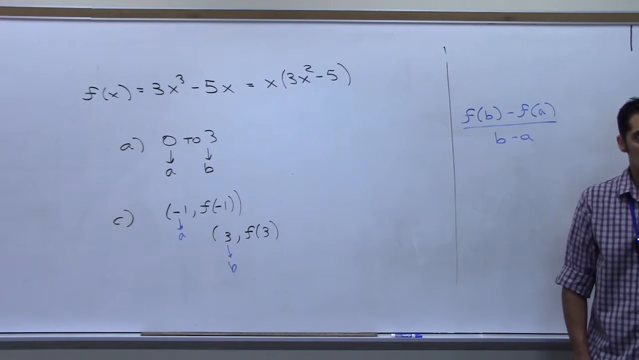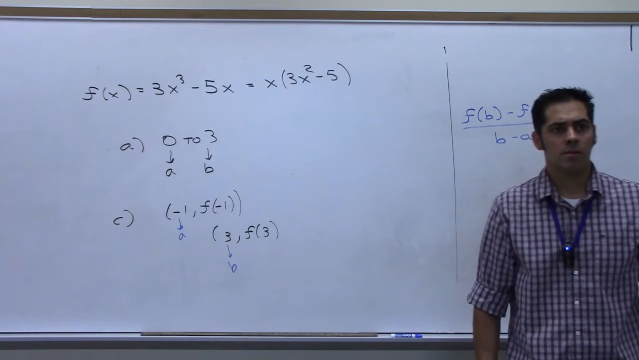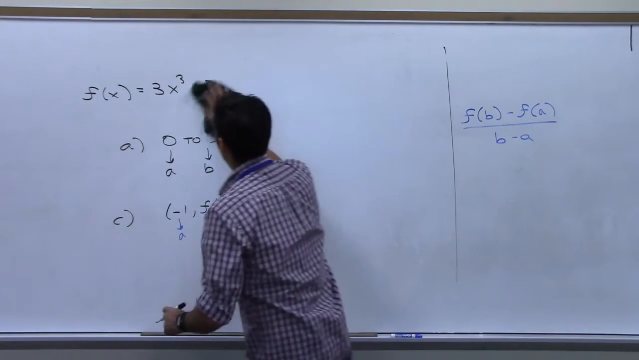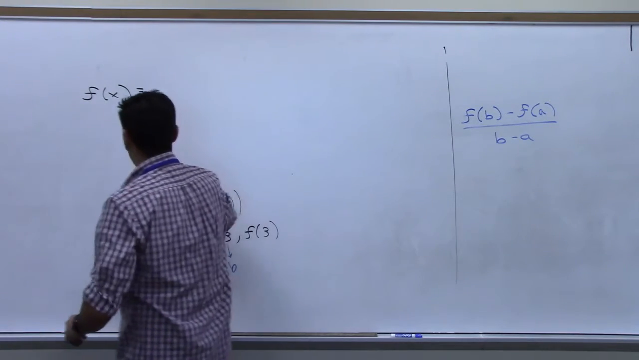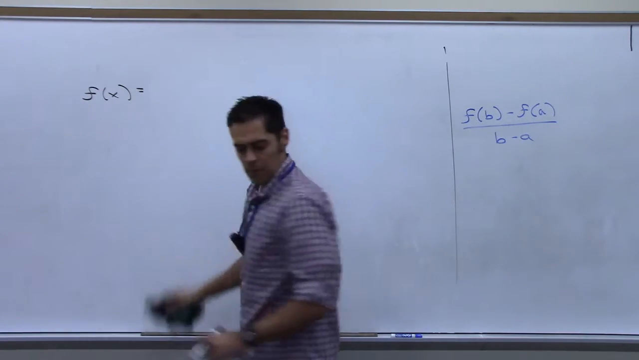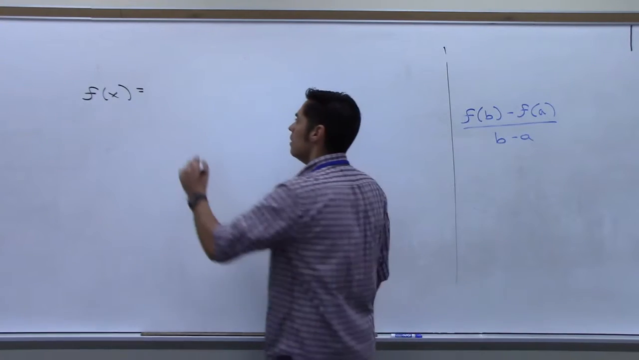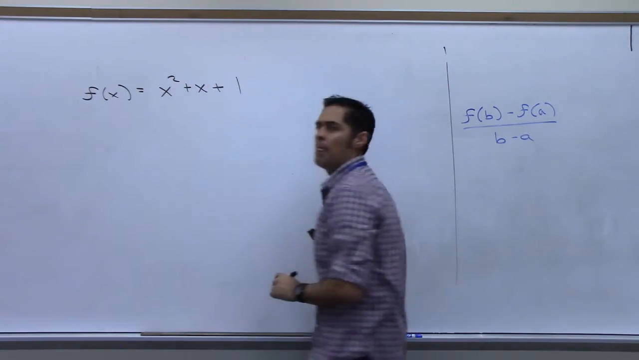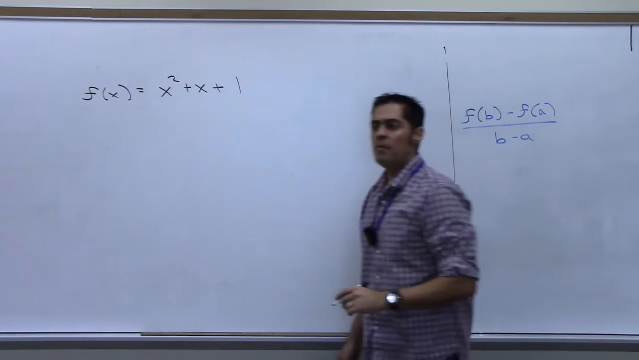So for this one, I think I'll do one of these. I won't do them all. If we were to take f of x is x squared plus h plus x plus 1, and I want to find the slope of the secant line.